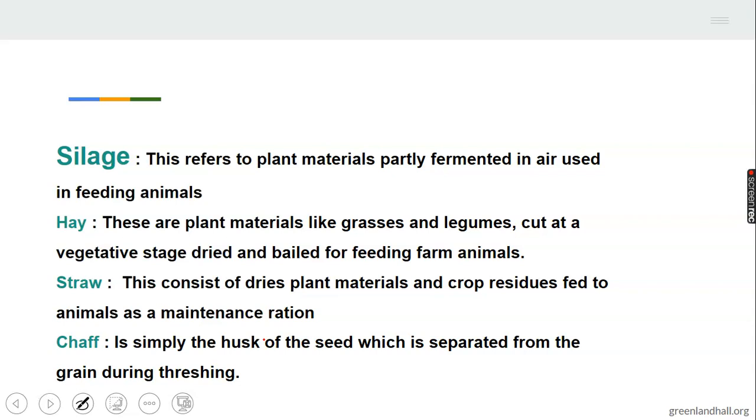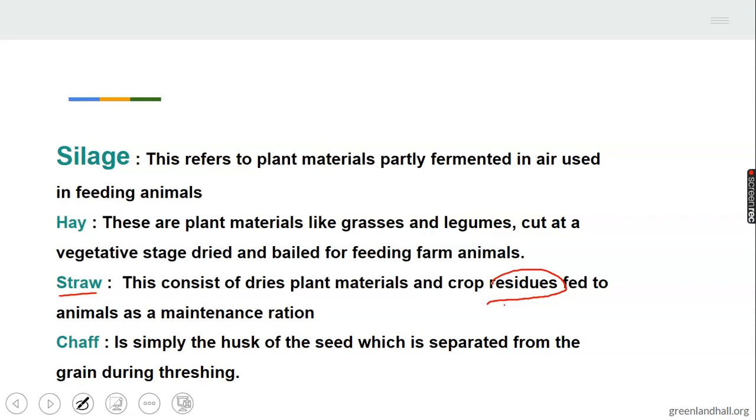Another one, we have straw. Straw. They are dry plant materials and crop residue. Take note of this word, crop residue. The remains of crops are used in feeding farm animals.